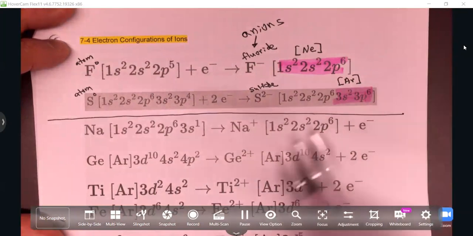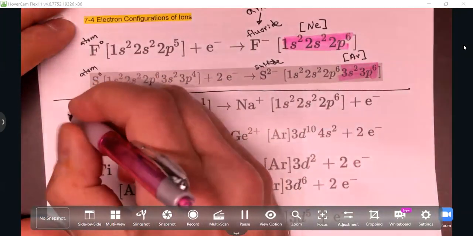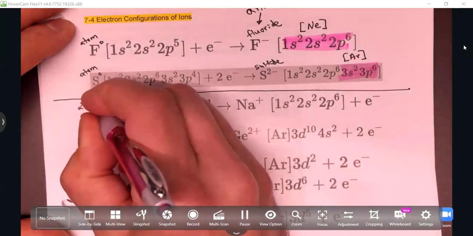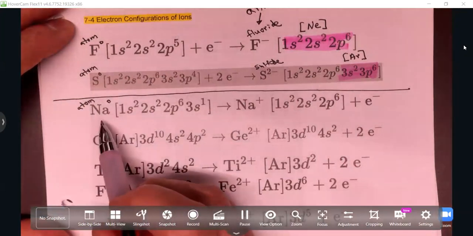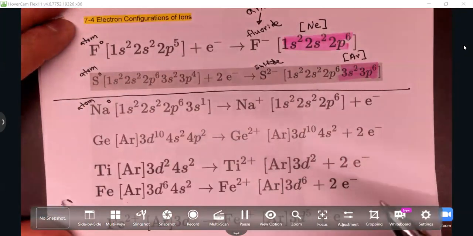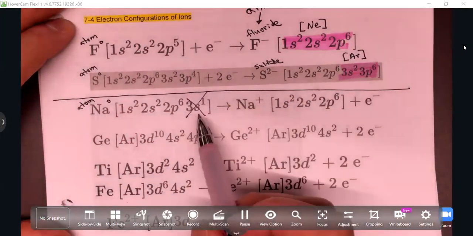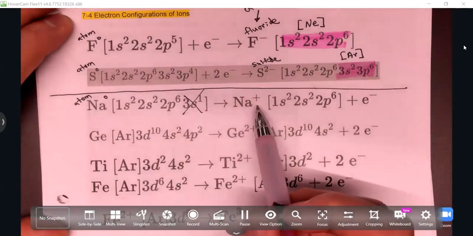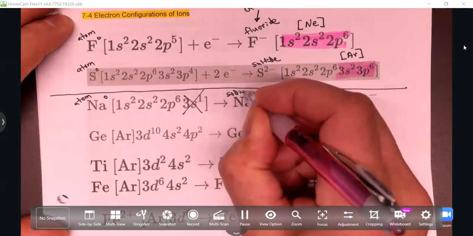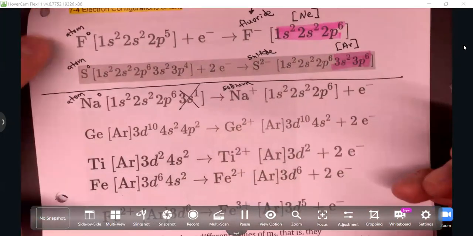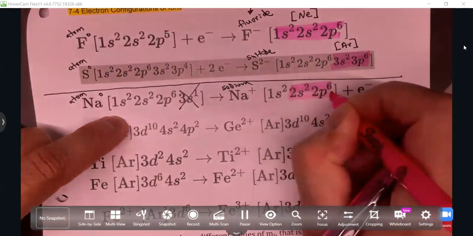Nonmetals. If we have metals, this is the sodium atom. No charge. By definition, an atom: protons equals electrons. What's it going to want to do? It wants to get rid of that electron to form the sodium ion. It's still sodium. And this is the same electron configuration notation as neon, right?